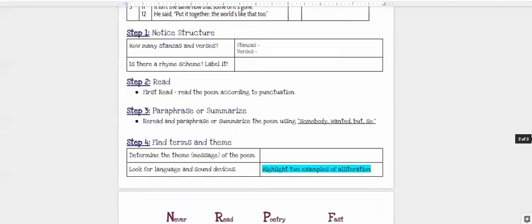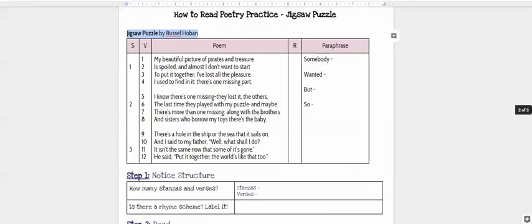Okay, step 1 is notice the structure. Remember, we do this before we even actually read the poem. I want you to stop the video to see if you can answer these 2 questions right here. How many stanzas and verses does this poem have? And is there a rhyme scheme? Label it. Go ahead and stop the video and see if you can answer both of those questions. I'll be here when you come back and I'll give you the answers.